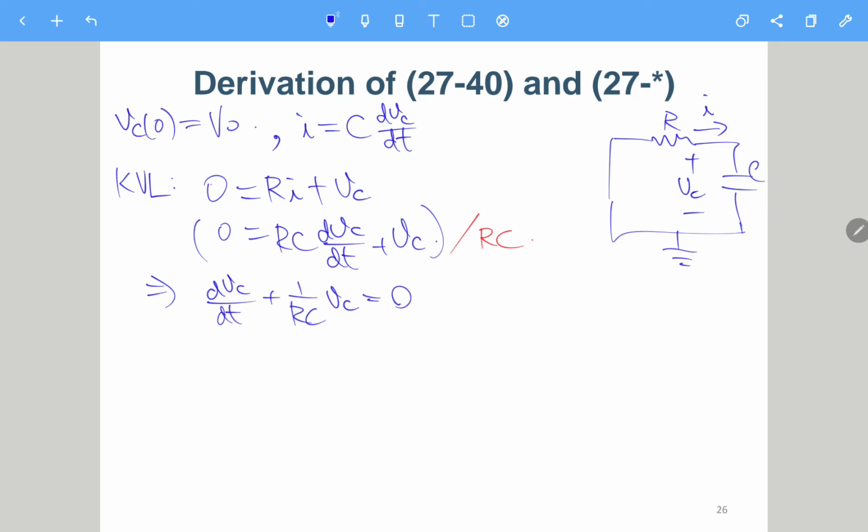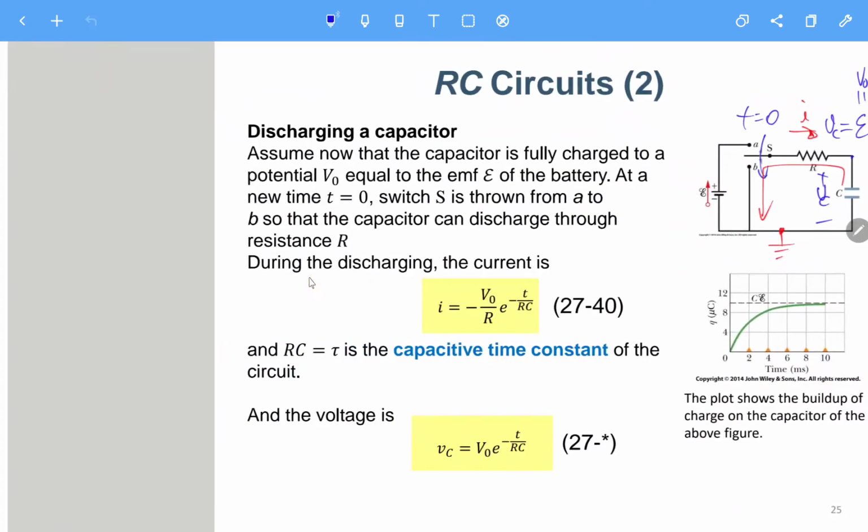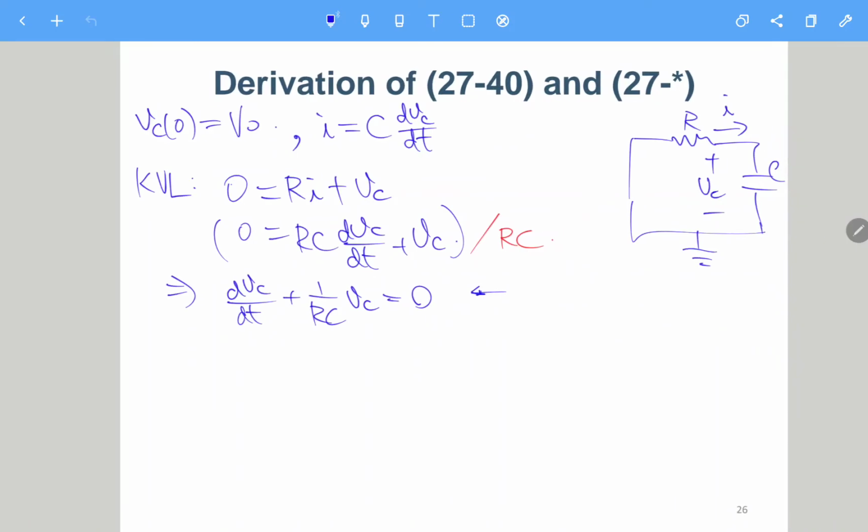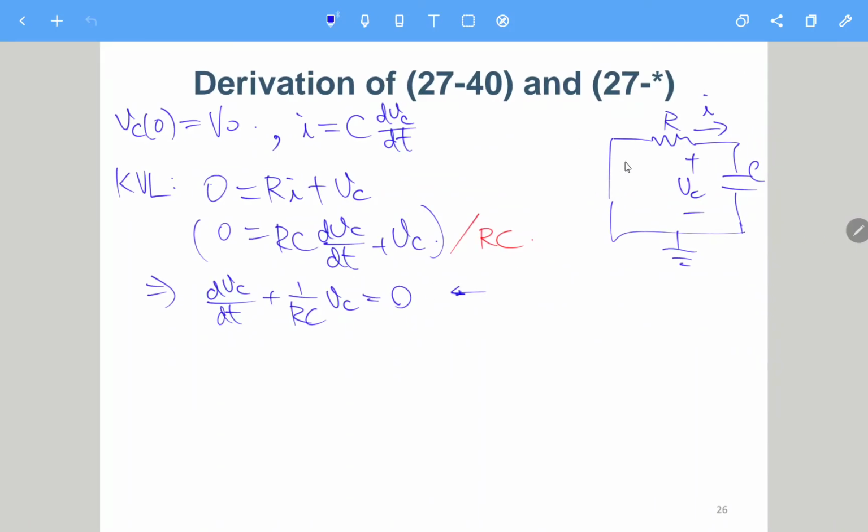So actually, you can simply observe that. Try to remember this one, and comparing with this one, on the left side it is actually the same. Only the right side is different, because here we connect the circuit to the battery, so we have the term on the right side. And here, because the battery is disconnected, on the right side we only have a zero. So we can quickly tell that the particular solution is zero. We only have the homogeneous solution.